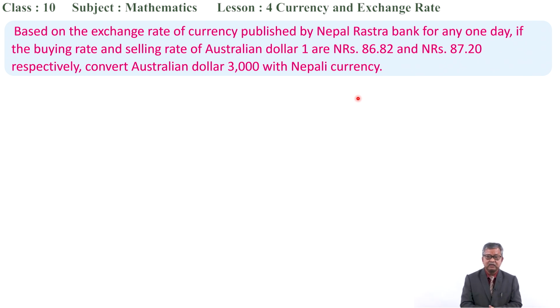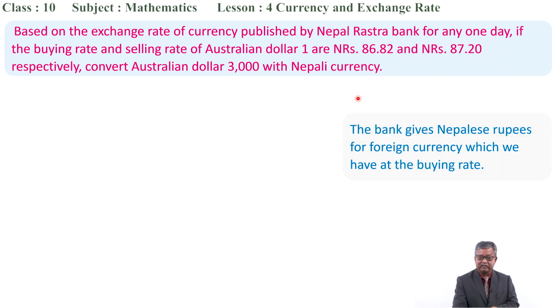So which rate do we have to use now? Because two rates are given. Because 3000 is Australian dollar, we are giving the 3000 to the bank. So bank is purchasing. Bank purchase means what? Bank gives the Nepali rupees. Bank purchases foreign currency, so it uses the buying rate. Because we already discussed in which condition the bank uses the buying rate and in which condition the bank uses the selling rate.